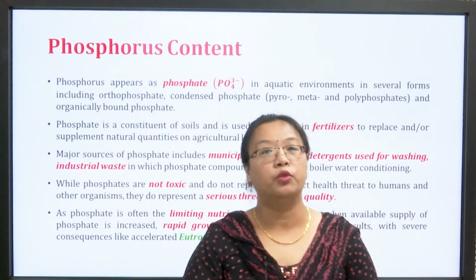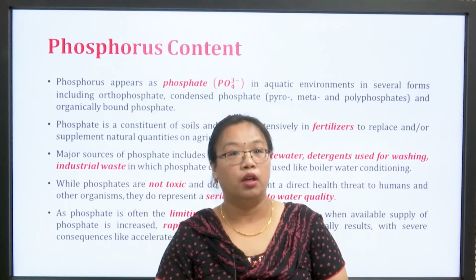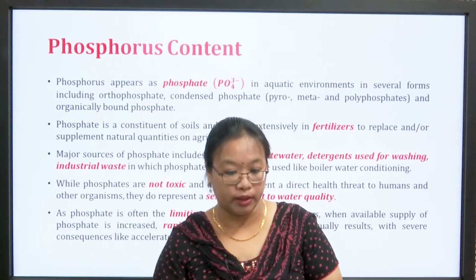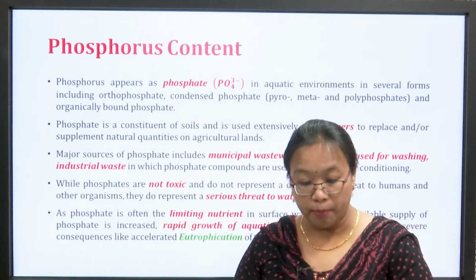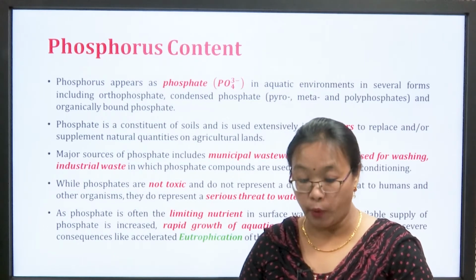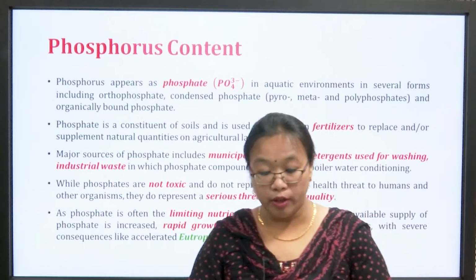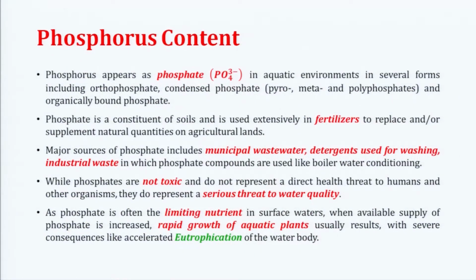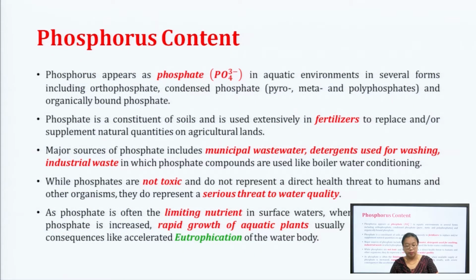Now, let us come to another very important topic, which is phosphorus content. Phosphorus appears as phosphate in aquatic environments in several forms, including orthophosphate, condensed phosphate, that is pyro, meta or polyphosphate, and organically bound phosphates. So, phosphates may occur in many forms.